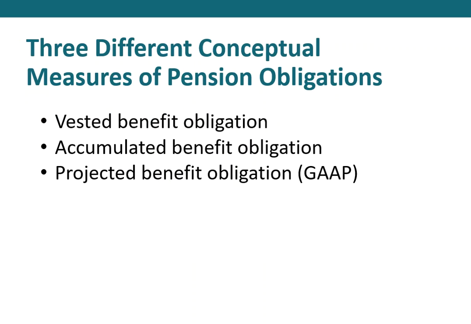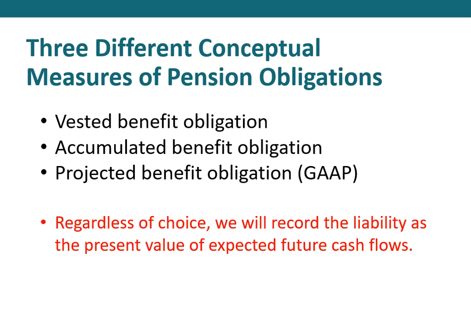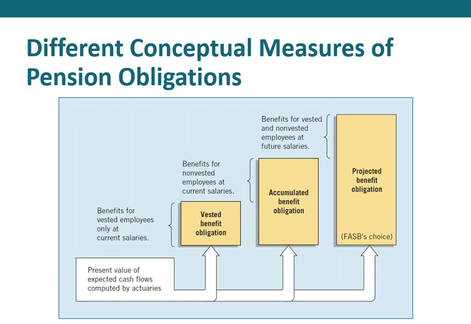We have 3 different conceptual measures to calculate our pension obligation. One conceptual measure is the vested benefit obligation approach. Another we consider is accumulated benefit obligations. And the third, the one we use for GAAP, is referred to as the projected benefit obligation. Regardless of our choice, we're going to need to record the liability as the present value of expected future cash flows, or expected future payouts under our pension obligation plan. Let's take a look at those different conceptual measures.